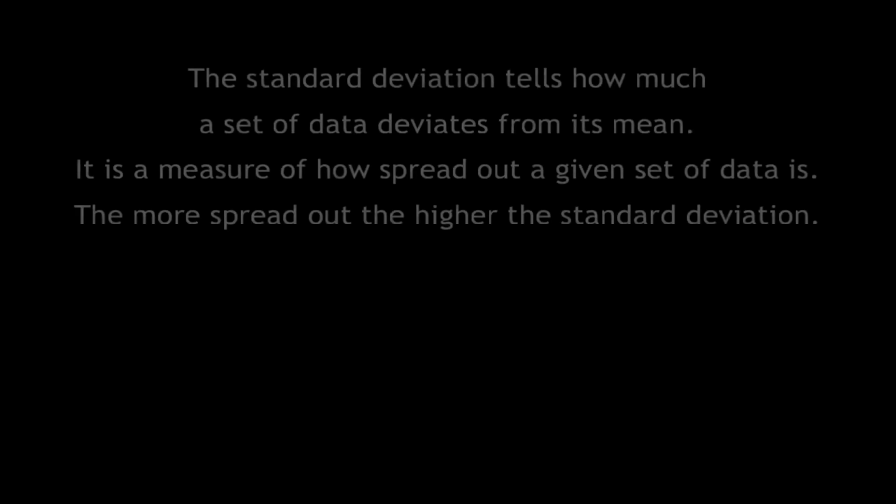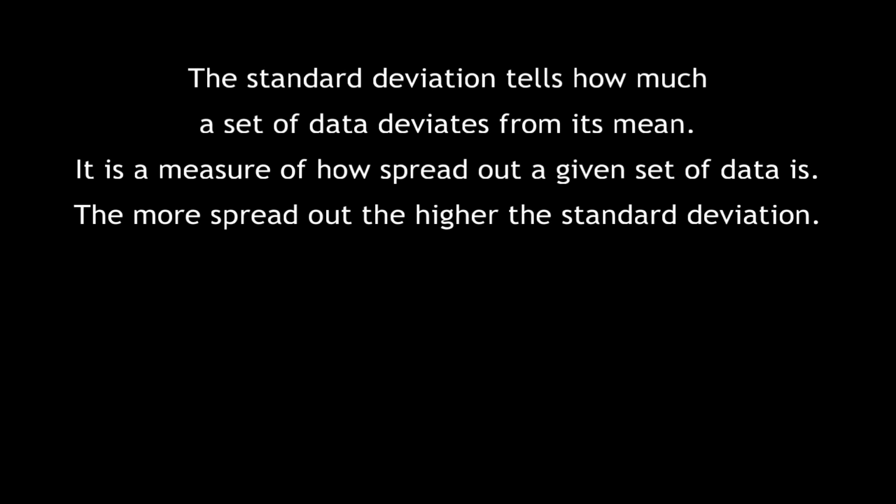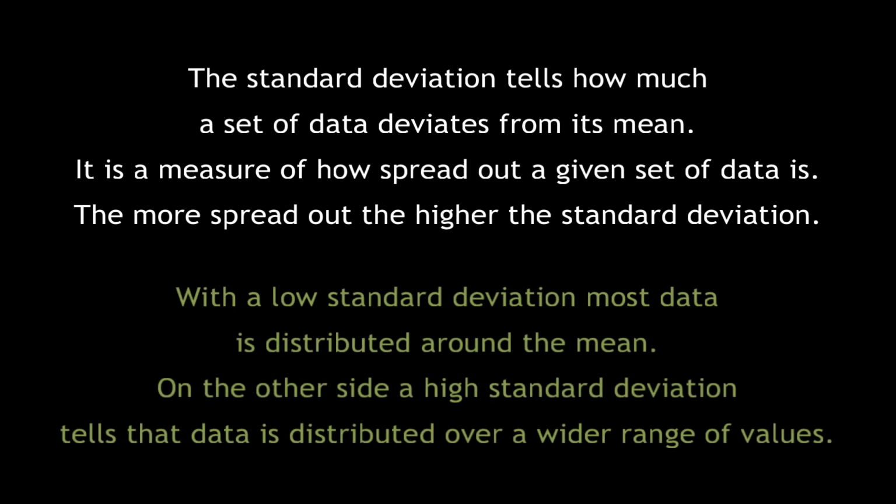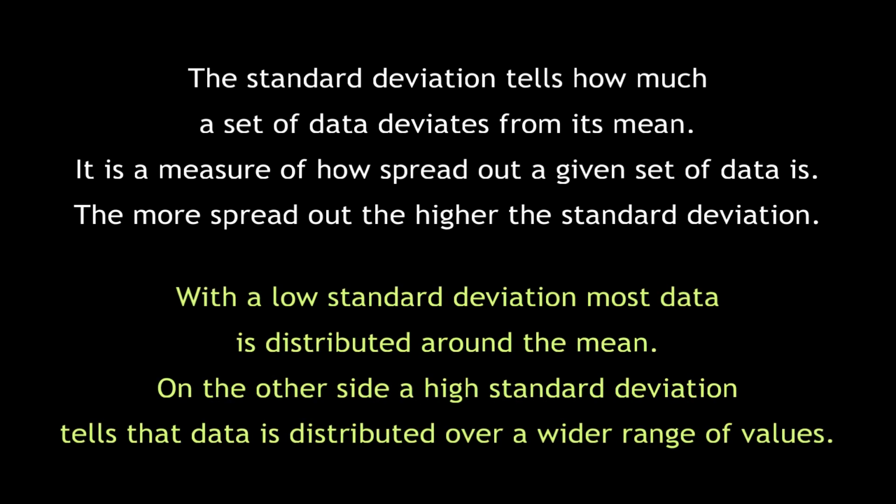In this video we will calculate the standard deviation of a dataset in Python. The standard deviation tells how much a set of data deviates from its mean. It is a measure of how spread out a given set of data is. The more spread out, the higher the standard deviation. With a low standard deviation, most data is distributed around the mean. On the other side, a high standard deviation tells that data is distributed over a wider range of values.